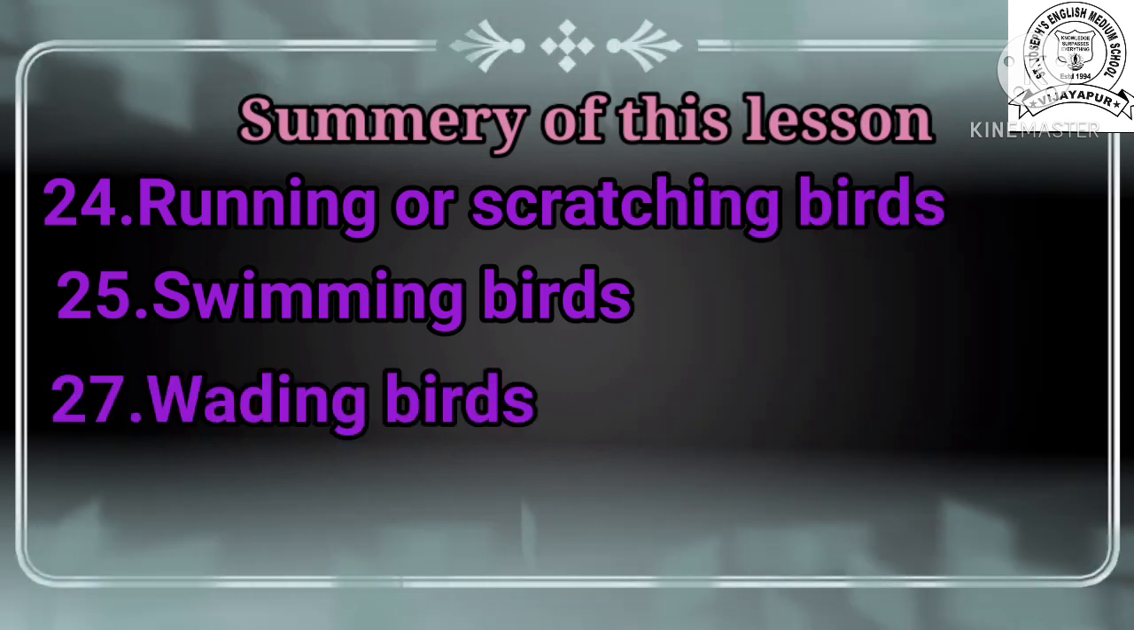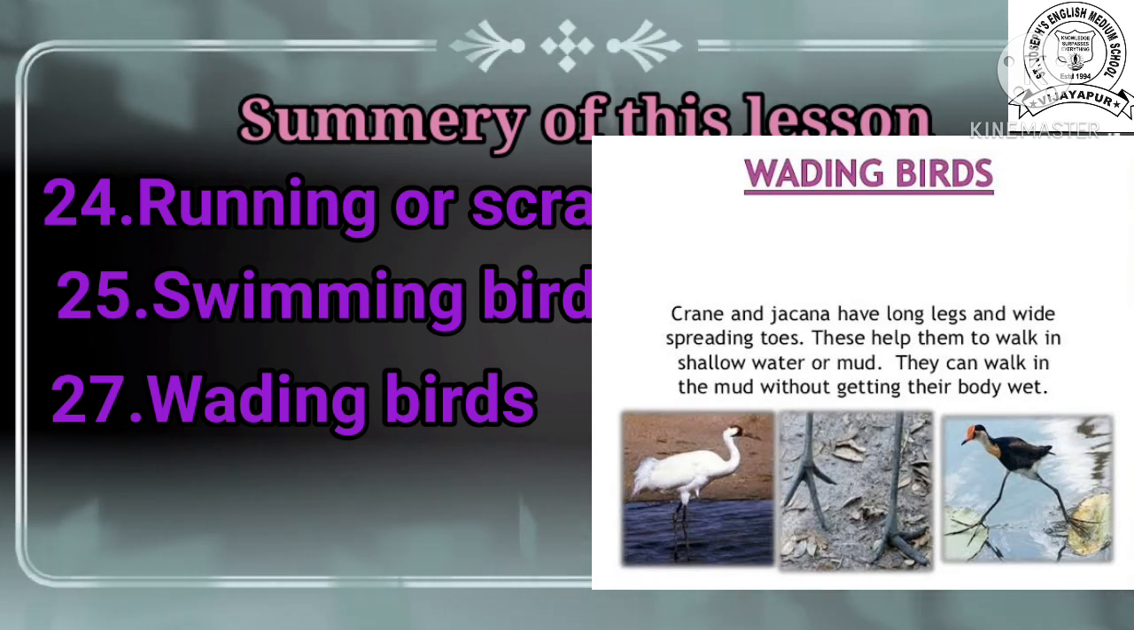Then we learned about the wading birds. Birds that search for food near water bodies are called wading birds. These wading birds have long feet and their toes are widely spread, so they can easily walk in a muddy region also. For example, crane and flamingo.